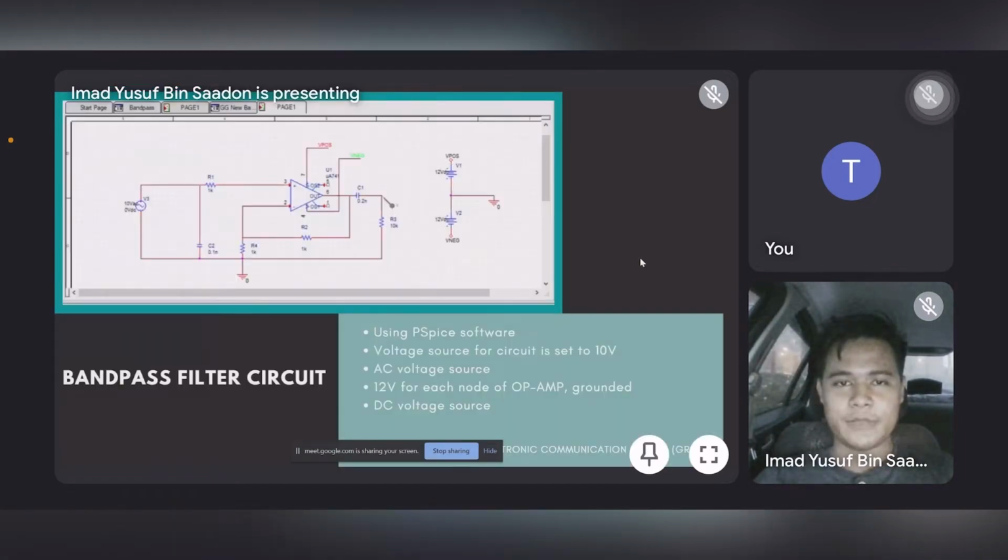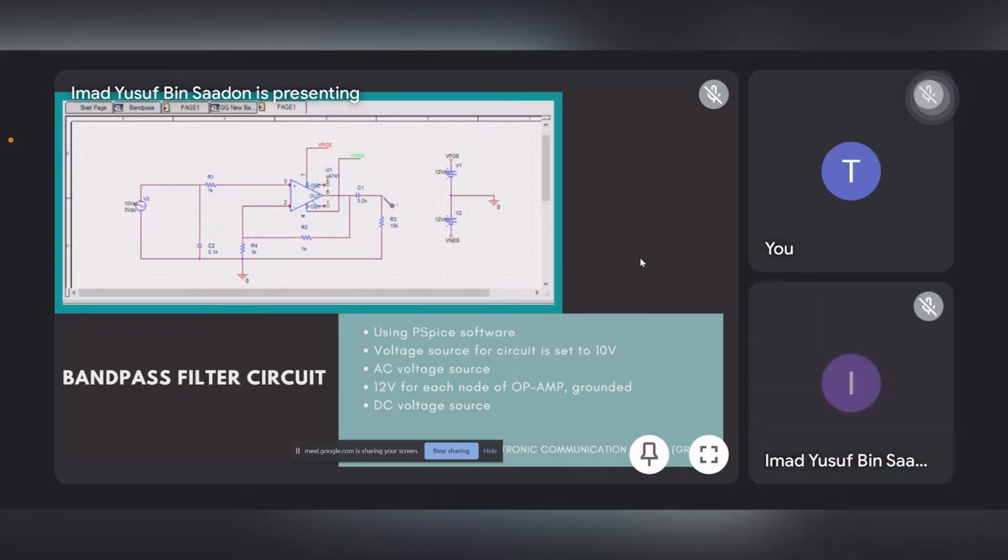For this group project, I use PSpice software to design this circuit. This circuit includes 4 resistors, R1, R2, R3, and R4, 2 capacitors, C1 and C2, 1 AC power supply, 2 DC power supply, and 1 OPM. Each DC power supply is connected to each terminal of the OPM. The power is set to be 12 volt for each, and for the circuit 10 volt.